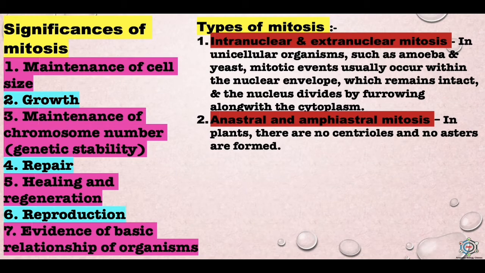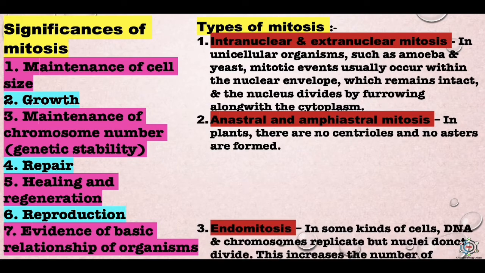Second is anastral and amphiastral mitosis. In plants, there are no centrioles and no asters are formed. So, mitosis without aster is anastral, while in animals the asters are present, so mitosis is called amphiastral or astral. So, in case of plants, because of absence of aster, it is known as anastral, and in case of animals, asters are present, so it is known as amphiastral.